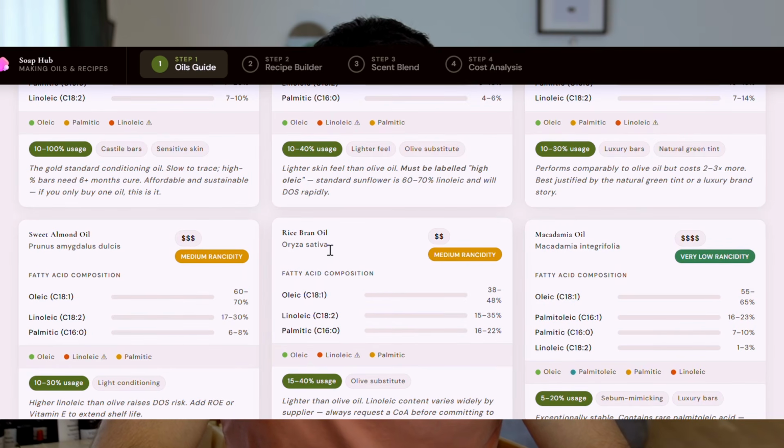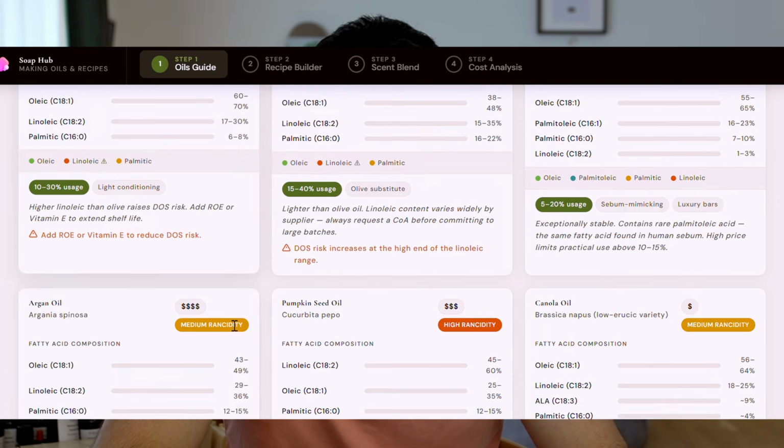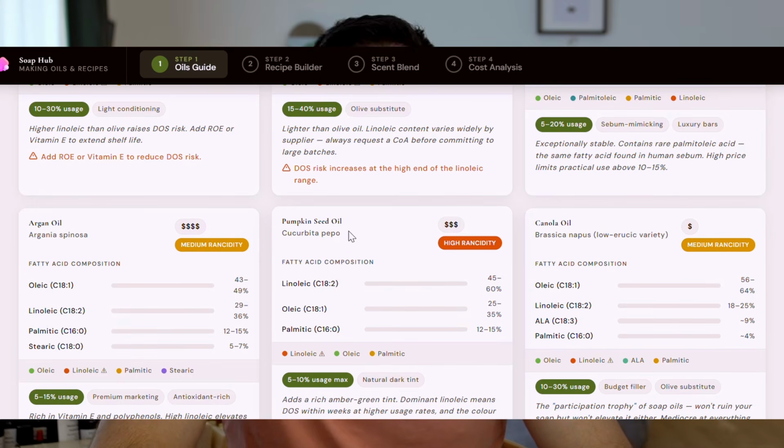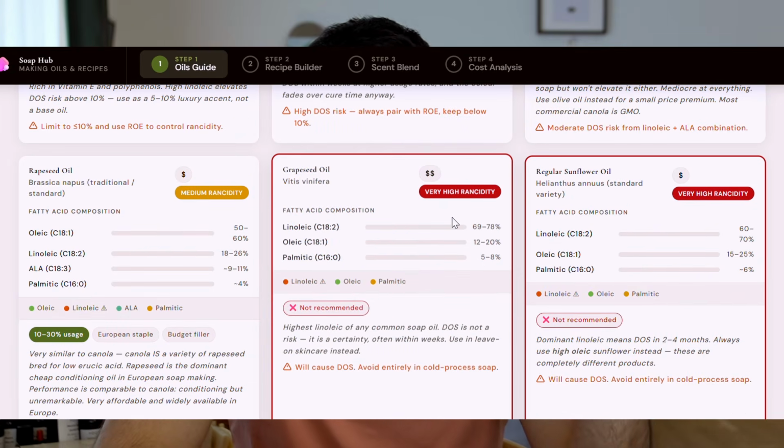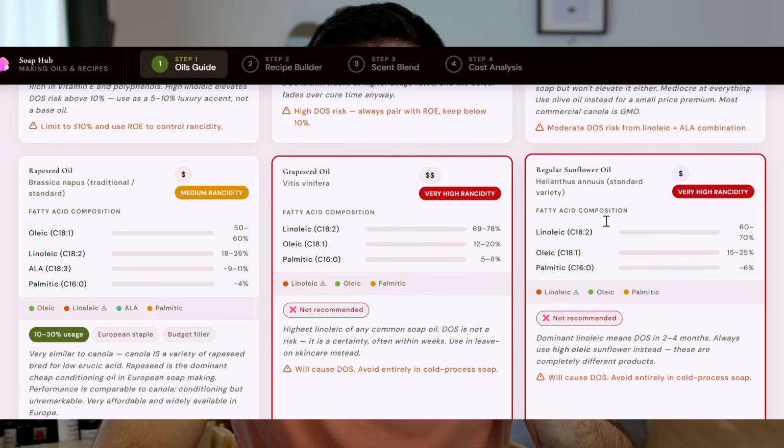Rice bran oil, linoleic acid 15 to 35%. Sweet almond oil, linoleic acid 17 to 30%. Then you have things like pumpkin seed oil, 45 to 60% linoleic acid. And not only that, but it's also very expensive. So you're paying a lot of money for something that will lead to dreaded orange spots. Grapeseed oil, 69 to 78% linoleic acid. Regular sunflower oil, 60 to 70% linoleic acid.